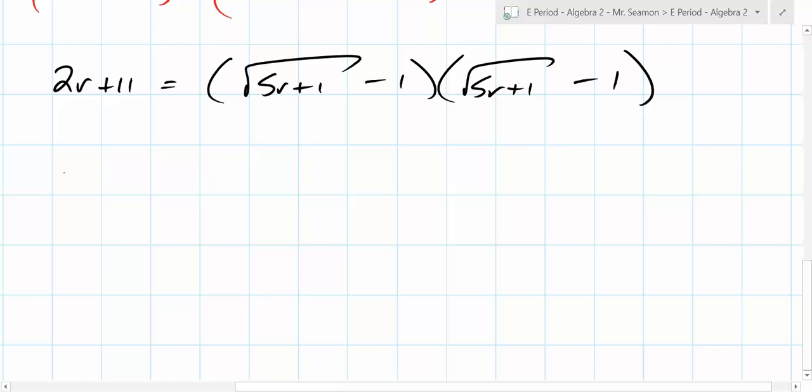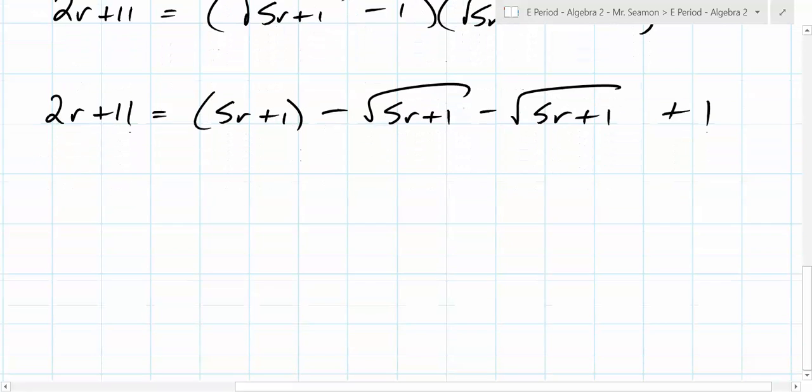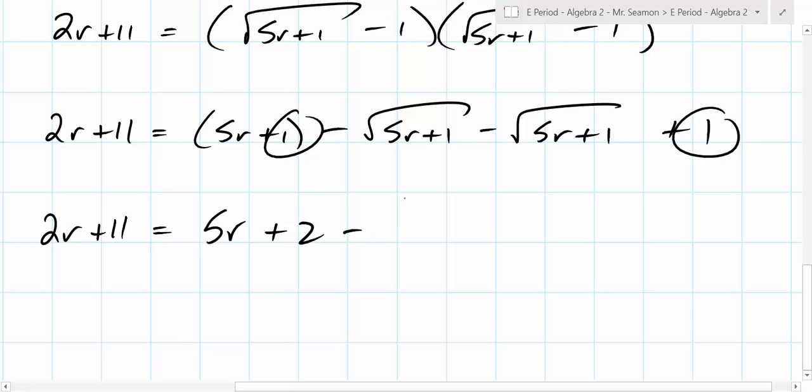So what happens? 2r plus 11 equals 5r plus 1, and then you get minus 5r plus 1. Oh, okay. So then 2r plus 11 equals 5r plus 2. I'm just combining the ones right there. But then how many of those radicals do you have? 2. So it's like this.